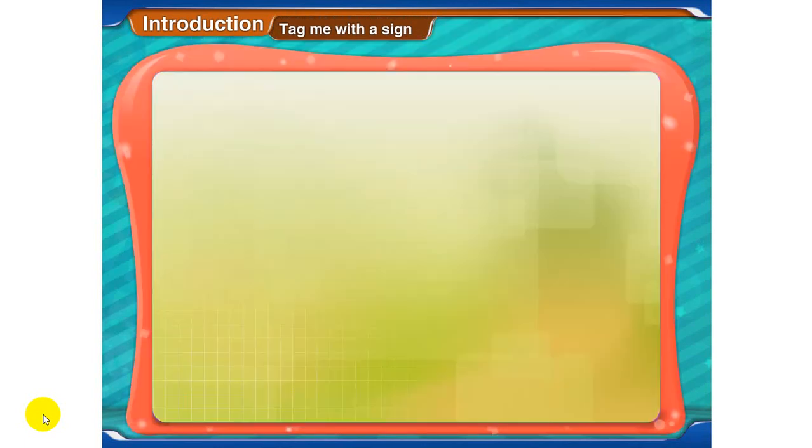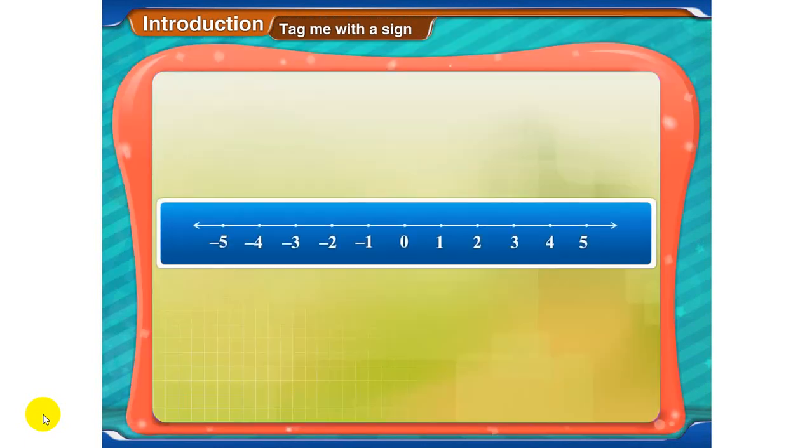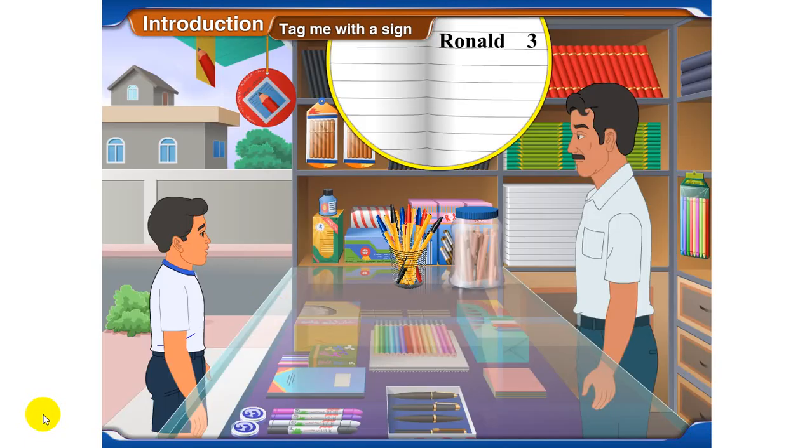Tag me with a sign. We have seen that some numbers carry a minus sign. For example, if we want to show Ronald's due amount to the shopkeeper, we would write it as minus 3.